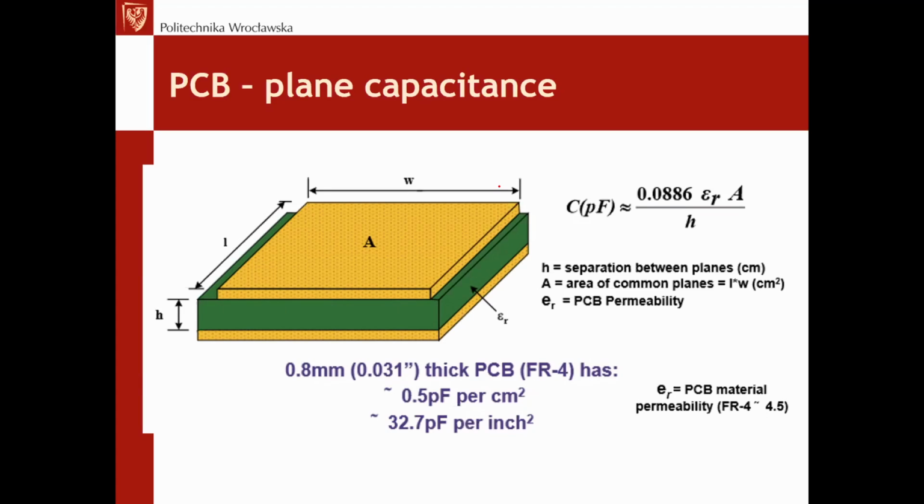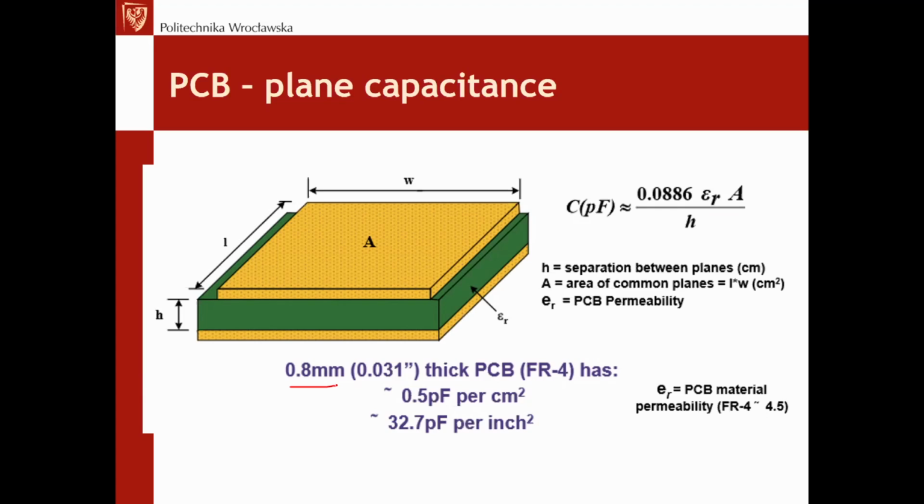After the resistance, the next thing is capacitance. Capacitance is defined, of course, by the area of the plane or of the track, and it is inversely proportional to the thickness of the PCB board. It also depends on the permittivity of the material, which is about 4 or slightly more for FR4 PCB. The calculations are for 0.8 millimeter FR4.